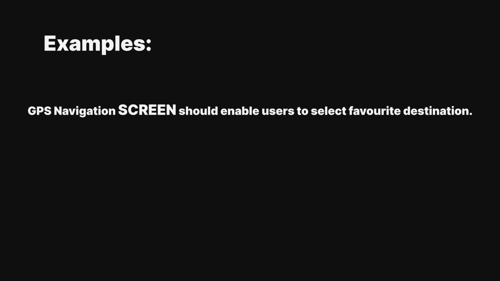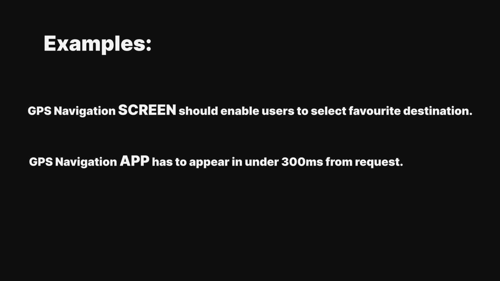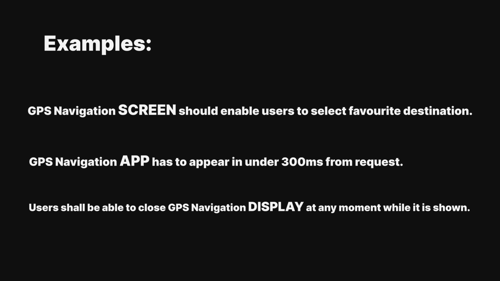I would say that GPS navigation screen should enable users to select favorite destination. I would also say that GPS navigation app has to appear in under 300 milliseconds from request, and I would also say that users shall be able to close the GPS navigation display at any moment while it is shown. To me, this sounded great, clear, amazing, but now I see many issues with these requirements. I will also use the same examples for lesson number 4 as well. Right now, let's focus just on the words display, screen, and app.